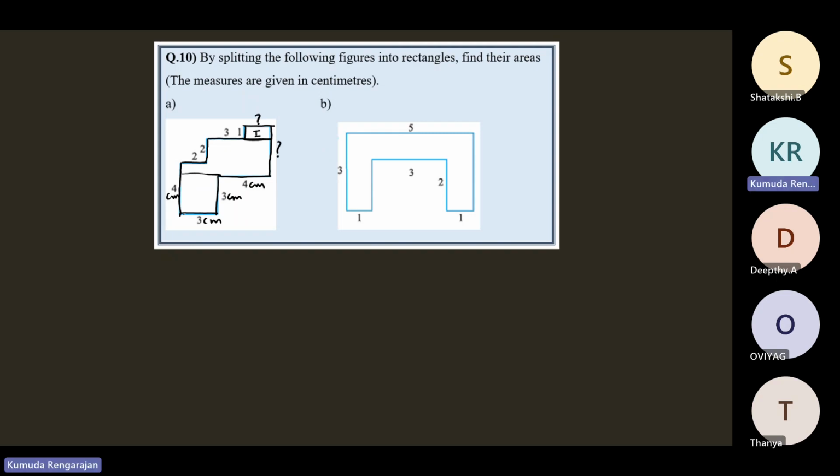What is this total length? We know that in a rectangle, whether it is a rectangle or a square, the opposite sides are equal.